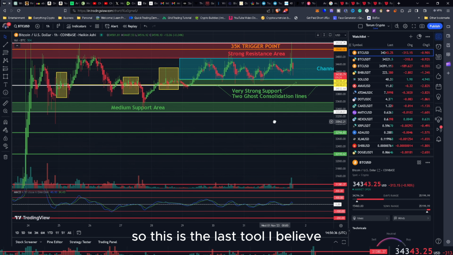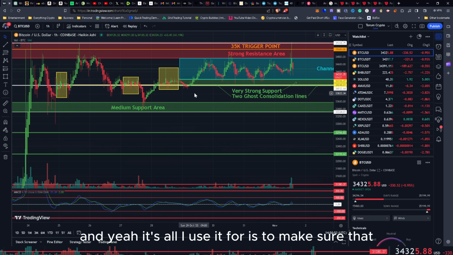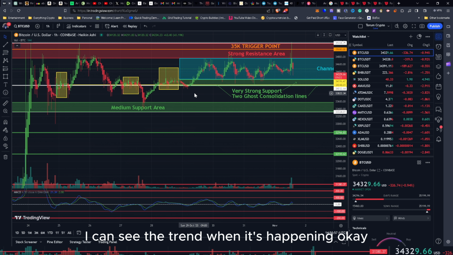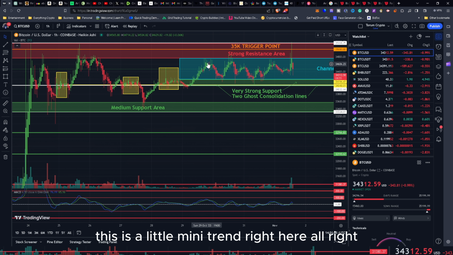So this is the last tool, I believe. Went over the MACD, volume, regular candles, Heikin-Ashi, Fibonacci. This is pretty much the last tool. And yeah, all I use it for is to make sure that I can see the trend when it's happening. Okay, like if you want, you could say that, yeah, this is a little mini trend right here.